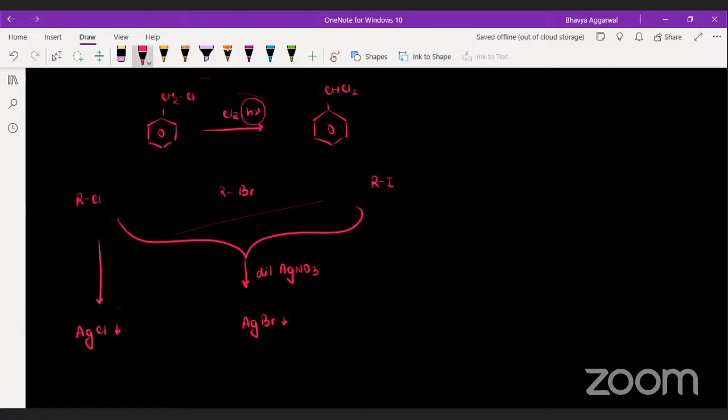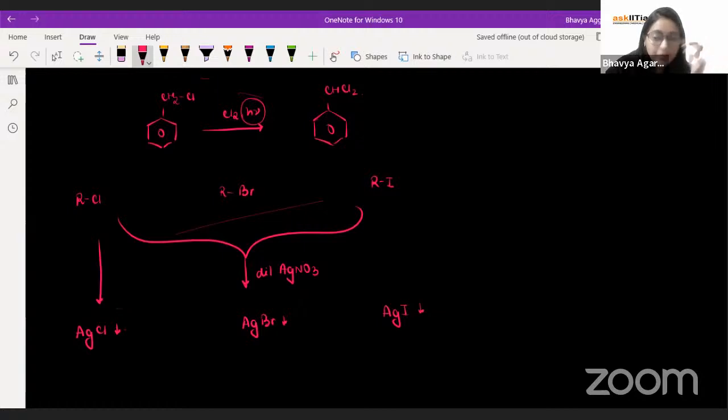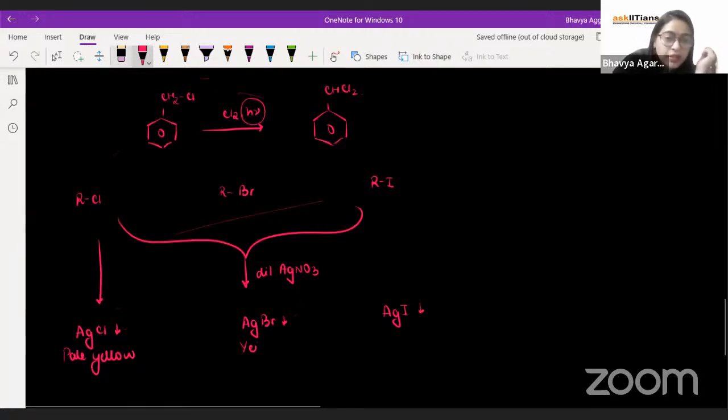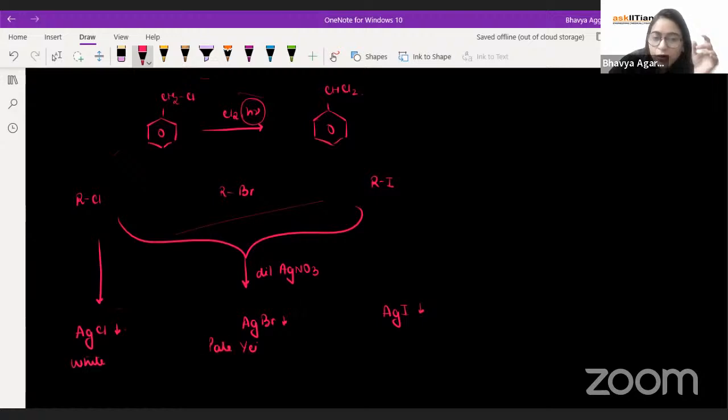But who said that I'm taking it to sunlight? Why do I have to take it to sunlight? I'll just observe the color of the precipitate. All of them are precipitates. This is white, AgCl. This is pale yellow. And this one is dark yellow. So that's how I'm going to check it.